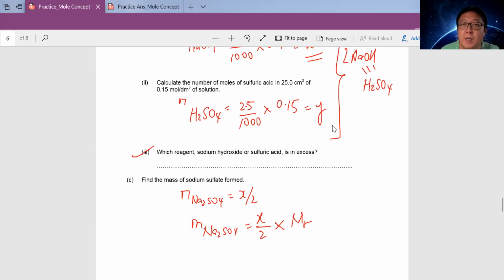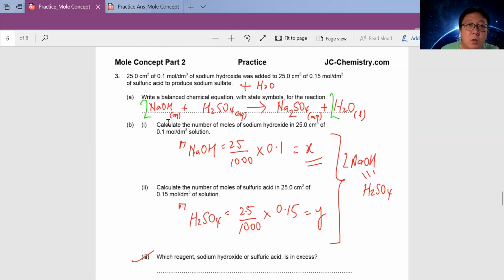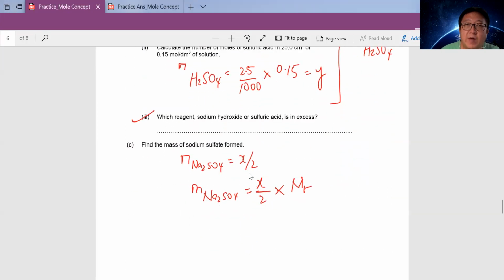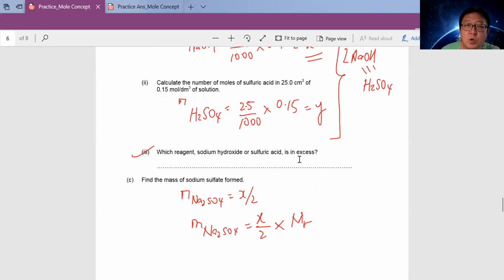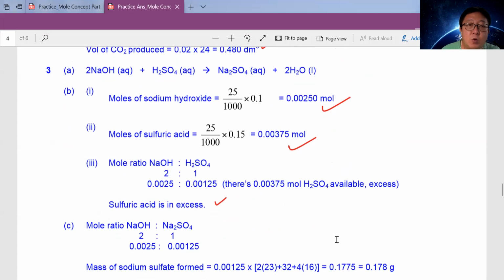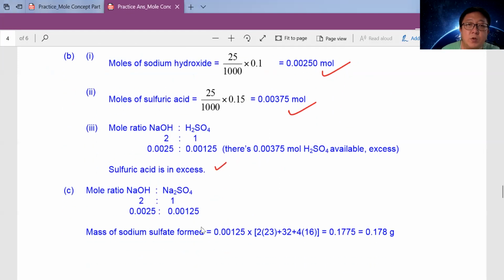Question: you know why I didn't use sulfuric acid? Excess reagent, we don't care. It doesn't affect your number of moles of product. We straight away take the number of moles of your sodium hydroxide divided by 2. 2 moles give you 1 mole, so 1 mole gives you half a mole. So half of X, 0.025, divided by 2. Then you form your 0.0125, and you can calculate that it is 0.178. Can you check your calculators? Make sure all of you can get this answer.